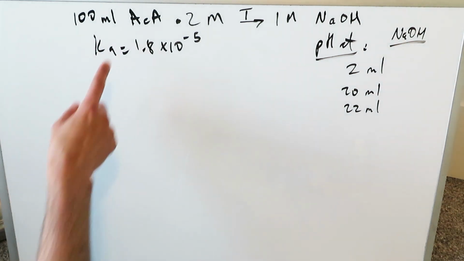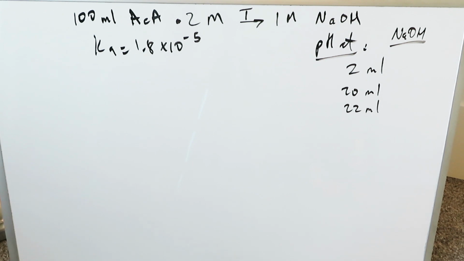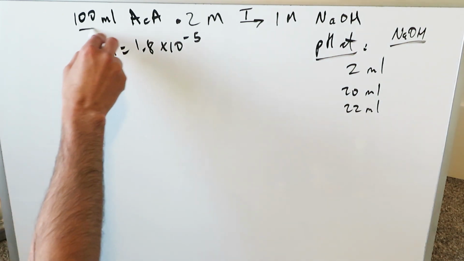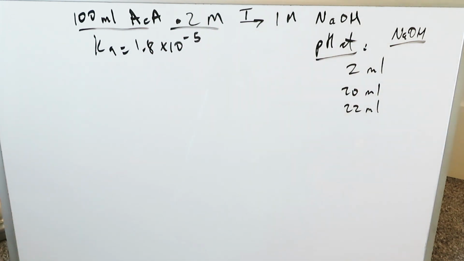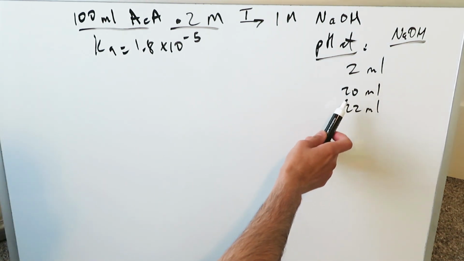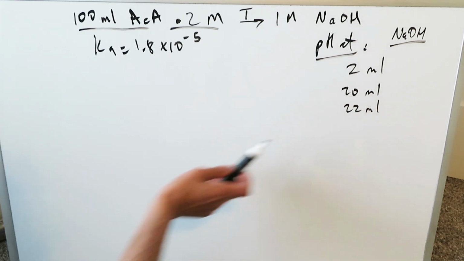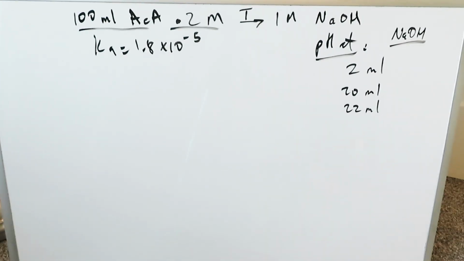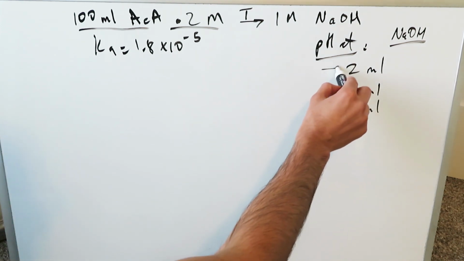We have 100 milliliters of acetic acid, which you know is a weak acid. It's 0.2 molar. So we have 100 ml of a weak acid, 0.2 molar, and it's titrated with a strong base, 1 molar NaOH, sodium hydroxide. We have to find the pH of your entire system at 2 milliliters of that strong base, 20 milliliters and 22 milliliters. The Ka for that weak acid is 1.8 times 10 to the minus 5. So we're looking here at that 2 ml first, and then we'll go.